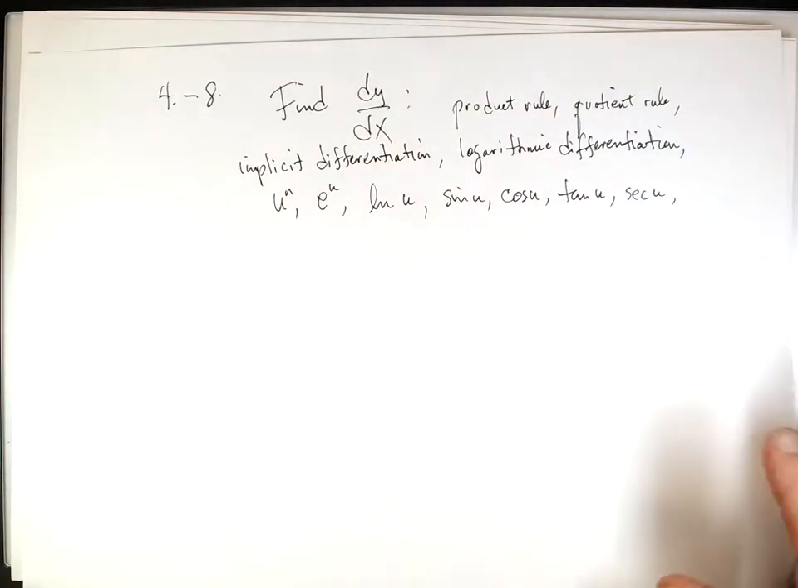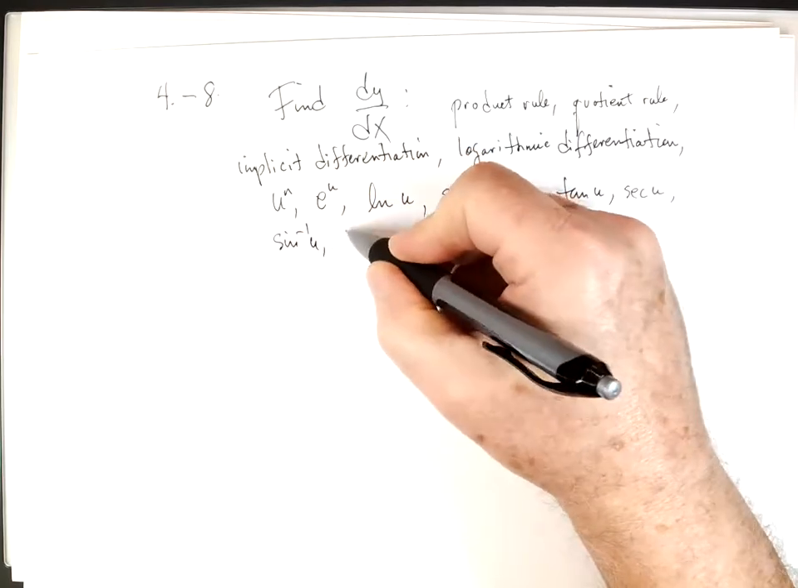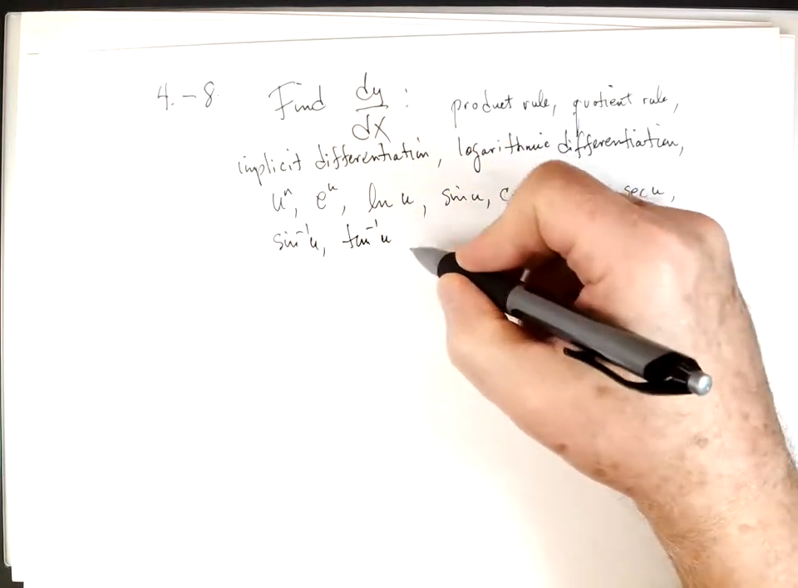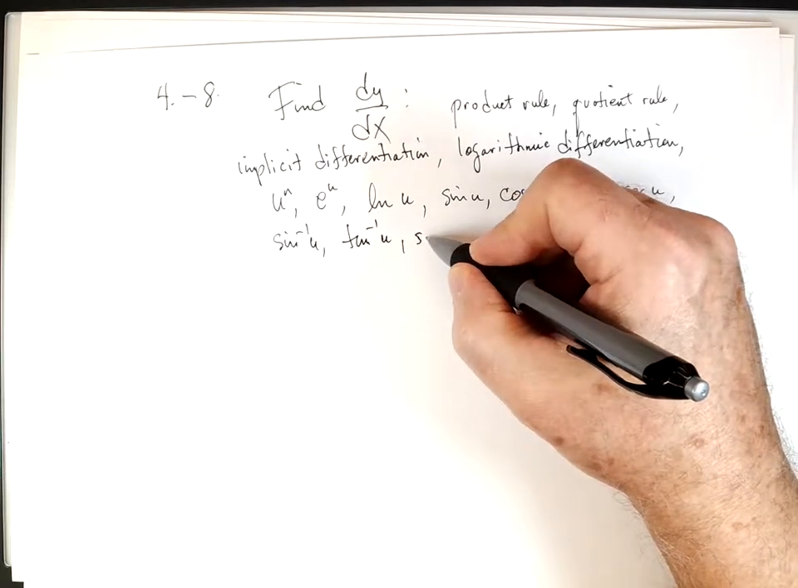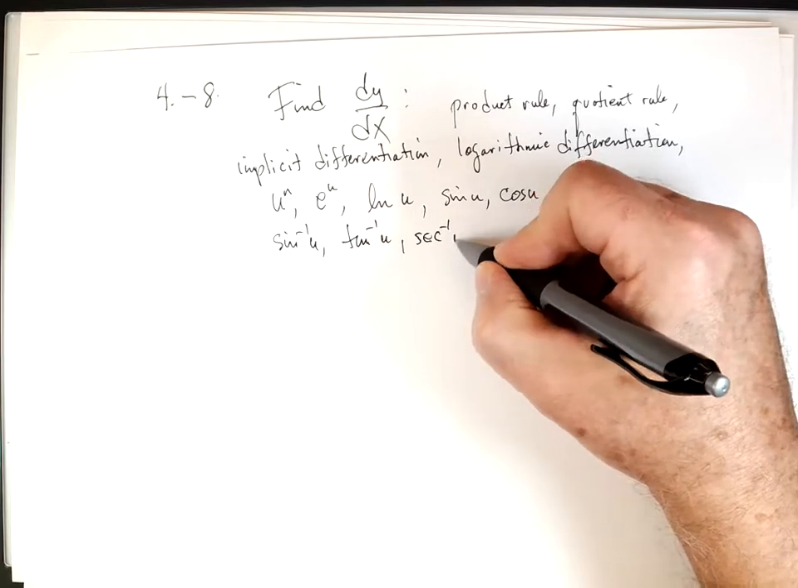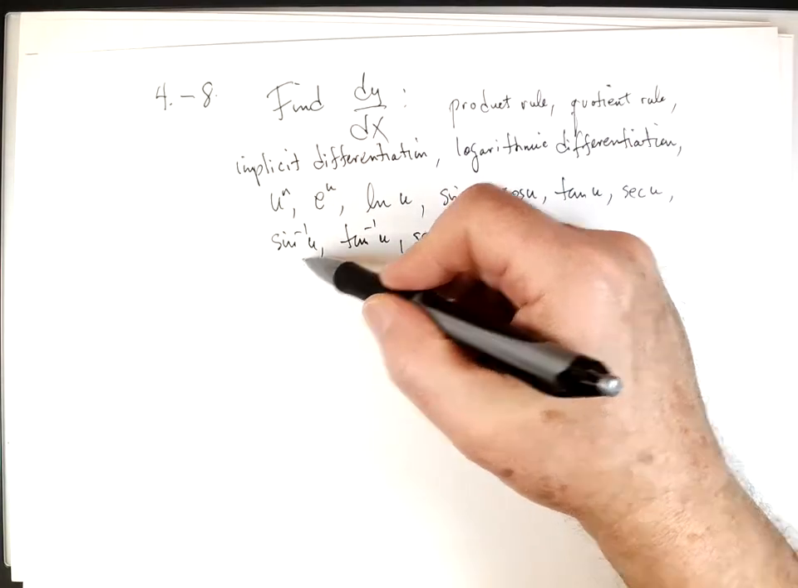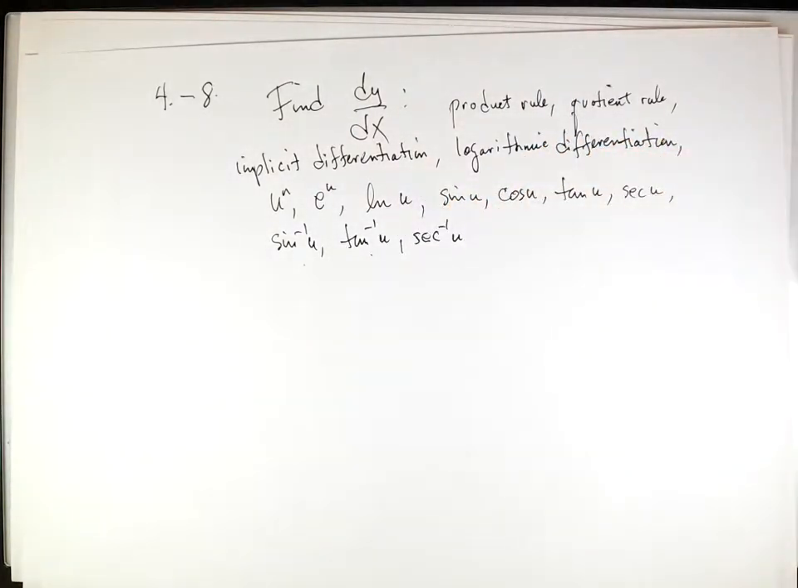You should know inverse sine u, inverse tangent u, that's arcsine or arctangent. I'm going to say inverse secant u, but the chance of me giving you that is practically 0. But inverse sine, inverse tangent, you should know. The derivative of inverse sine is 1 over the square root of 1 minus u squared, du dx.